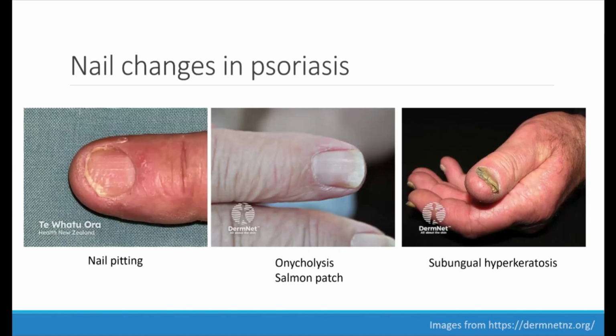Here are some examples. On the left, you can see nail pitting. In the middle, salmon patch with onycholysis, as well as some pitting. And on the right, you can appreciate subungual hyperkeratosis.